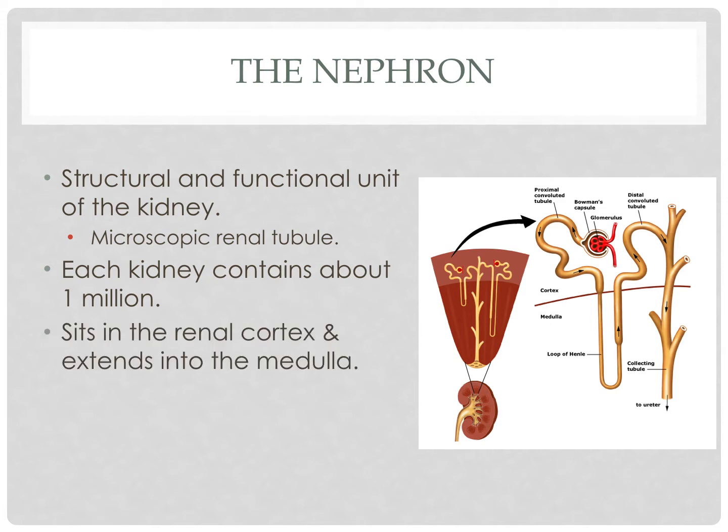Your nephron sits within the renal cortex as well as extending into the renal medulla. So it begins in the outer layer of the kidney, but it will extend down and into the renal medulla, so that inner middle layer. It filters blood in 3 separate processes in order to pull out waste and therefore form urine.